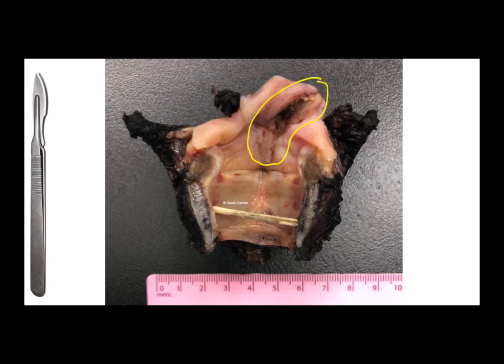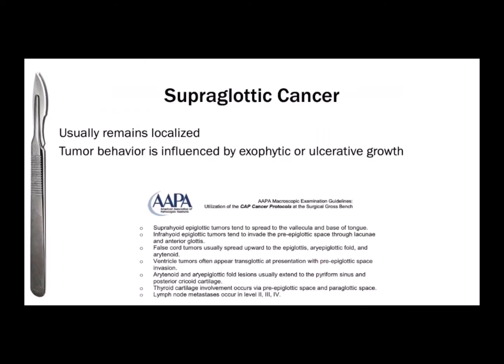So supraglottic cancers in general, these are going to remain localized usually. And importantly, the tumor behavior is influenced by exophytic or ulcerative growth. So something that you want to mention in your report is whether it is ulcerative or exophytic, and that can be helpful for the pathologist when they're going into the report to fill out the CAP checklist. So exophytic tumors are going to tend to remain above the ventricle, and they're going to typically, not always, but typically have less mucosal spread.